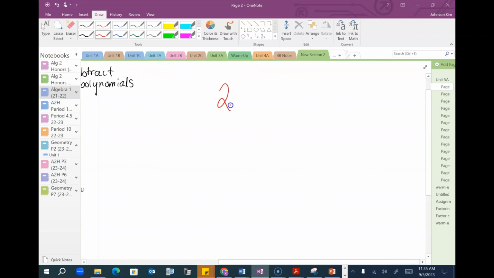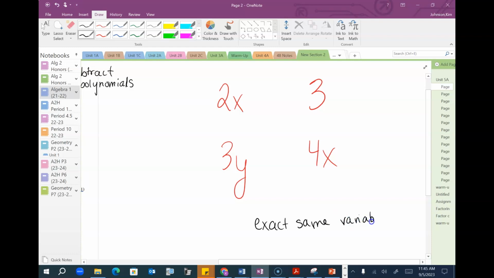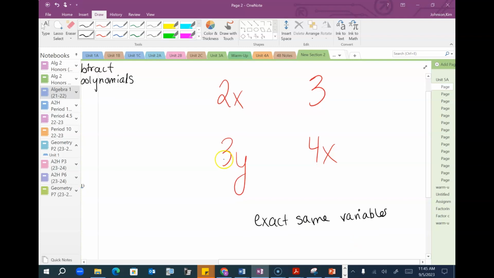We'll talk about what terms would be like out of this list. So I've got 4 terms here, 2x, 3, 3y, and 4x. So which terms would be considered like? Well, in order to be a like term, we have to have the exact same variables, right down to the exact same exponents. So when I look at these terms, 3 doesn't have any variables. This term has a 3 and has a y. These two terms just have x's. So those would be the like terms.